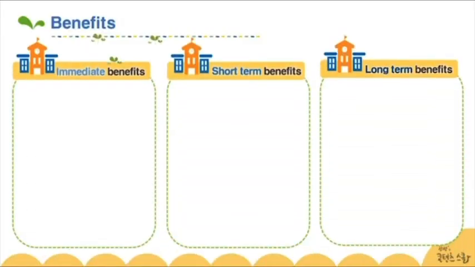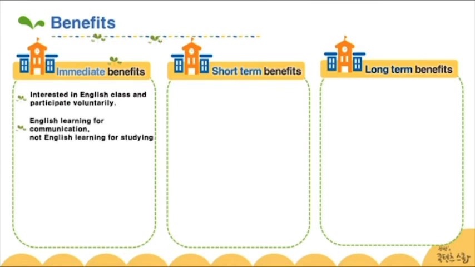First, immediate benefits of our plan. Interested in English class and participate voluntarily. Because the task of learning English is directly related to their lives, children can participate in classes voluntarily with more interest in familiar topics. English learning for communication, not English learning for studying.